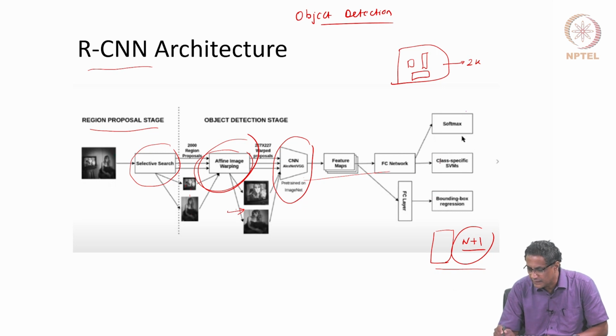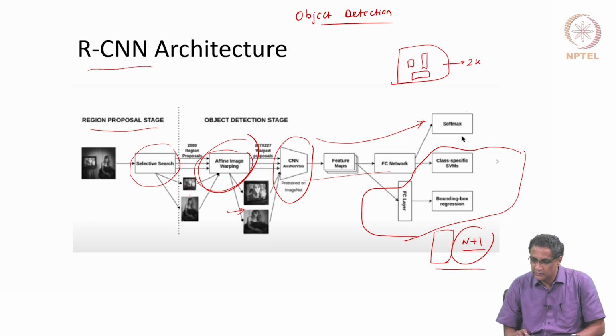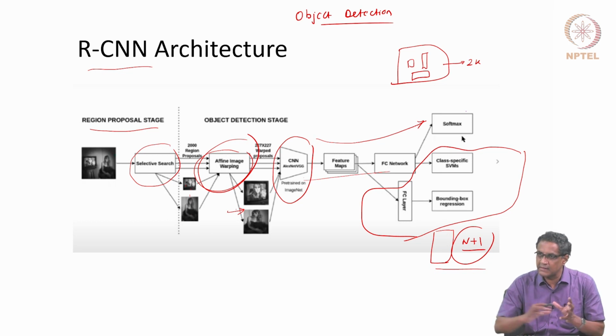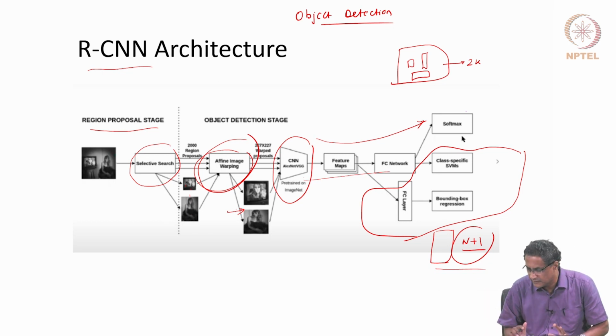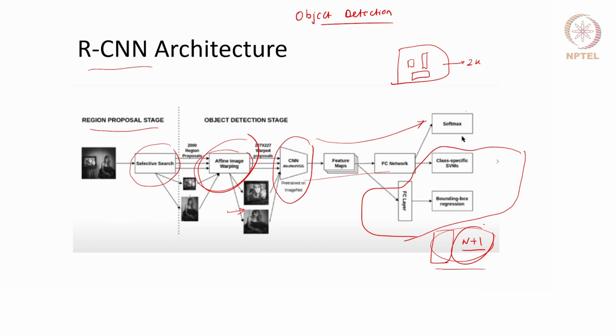For the time being, ignore this entire part, and just look at what is happening on this arm. On this arm, you have one network that is being independently trained with respect to these n plus 1 object classes. One of the things I have to mention is that when you want to train, the batch size is actually 128.